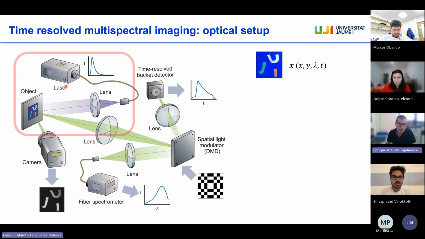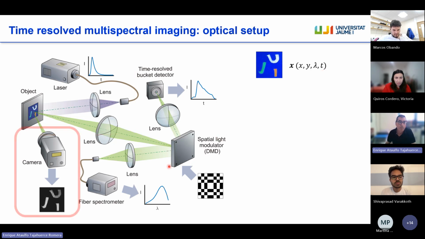First, we illuminate a fluorescent object with picosecond pulses from a laser. The object has 3 fluorophores, each one with a different spatial distribution, a different spectral distribution, different time of life in the fluorescence. And then we record the 3 images. Conventional image, monochrome image with a high resolution camera.